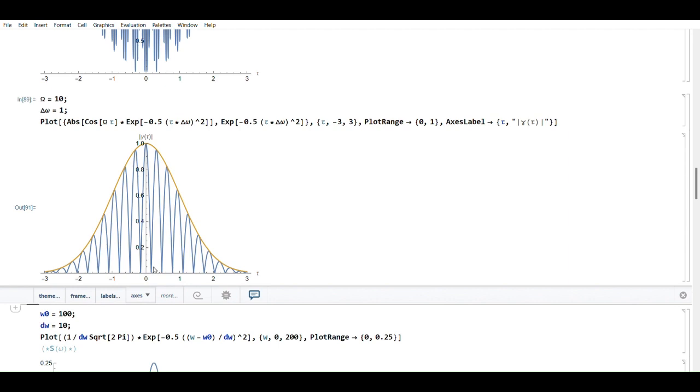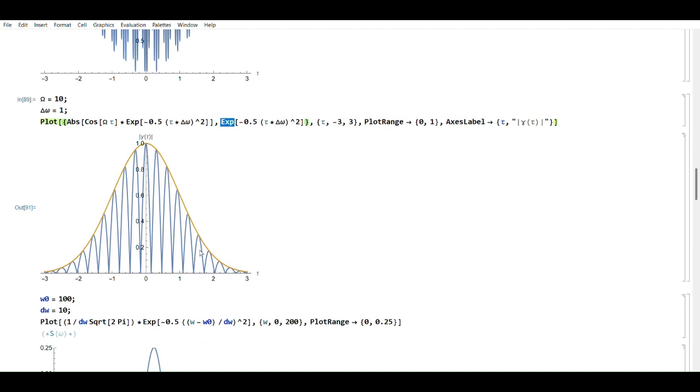Now let me change the value of omega. If I decrease omega, you see that there are fewer fluctuations within this envelope. And if I increase omega, you see that there are more fluctuations. So if I compare it with 10, see this is with 10, and if I make it 20, you see that there are more fluctuations within this envelope function. So this was all about the coherence time and the degree of coherence function, and how we can find out the coherence time by finding out the width of the degree of coherence function.